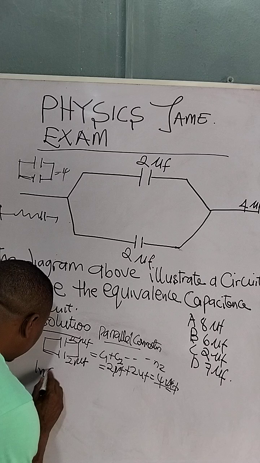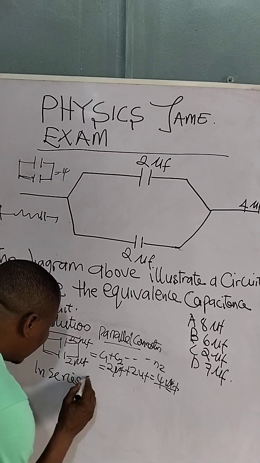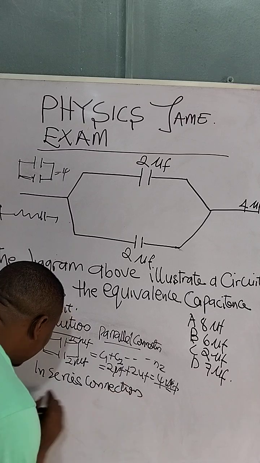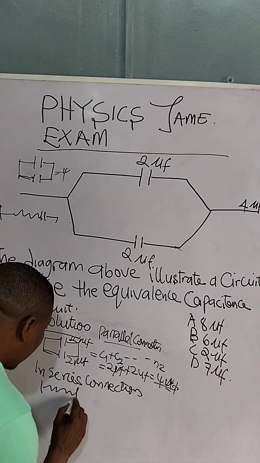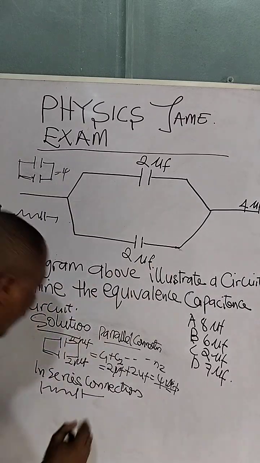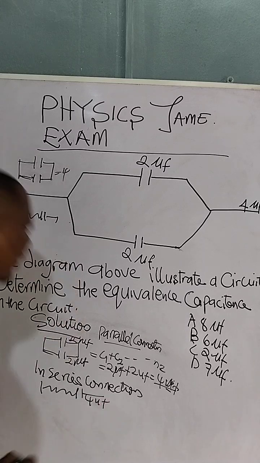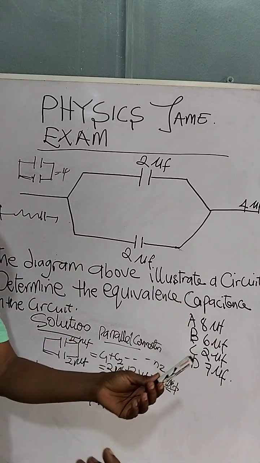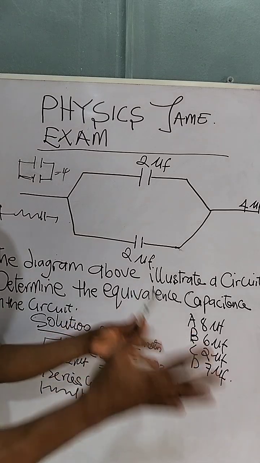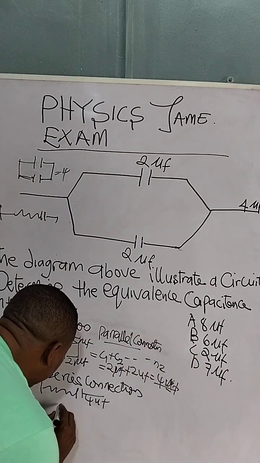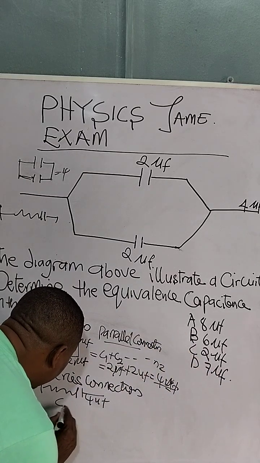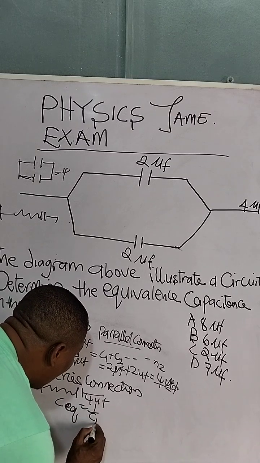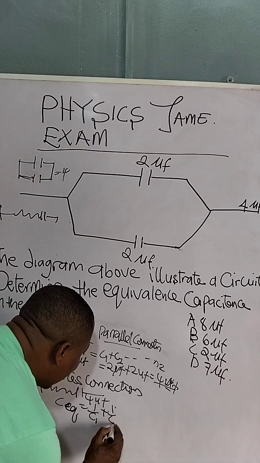Series connection. This is a series connection. So now we have 4. Fine. In these series connections, it is only the charge that is the same in each of the individual capacitors. So we have C equivalent equals 1 over C1 plus 1 over C2.